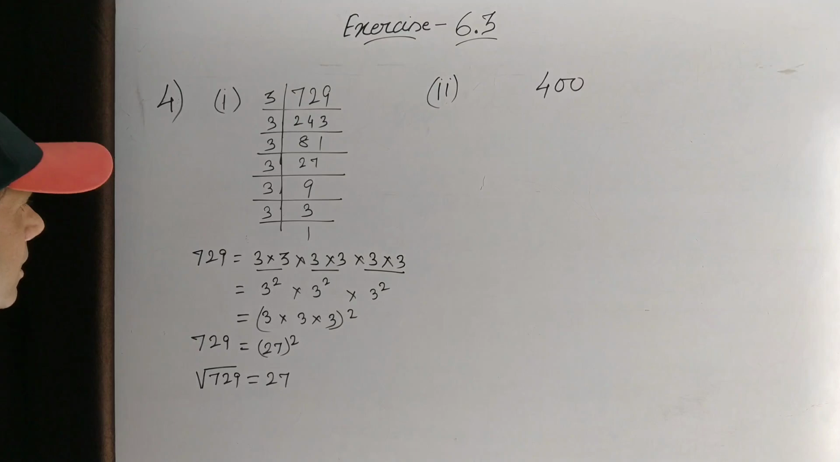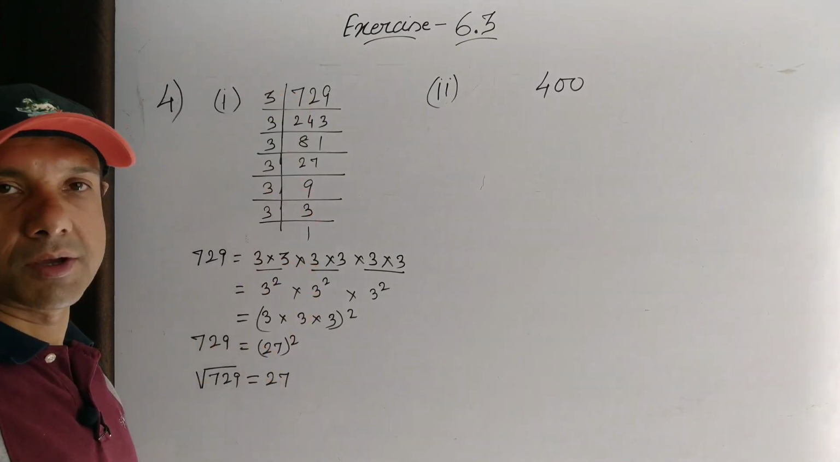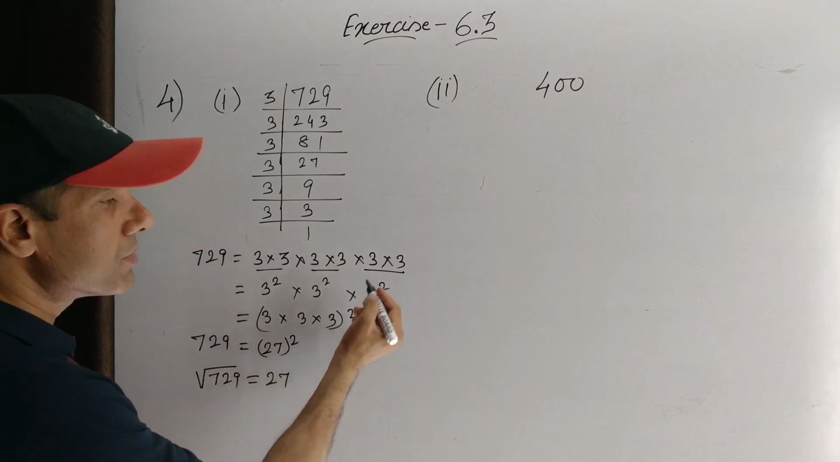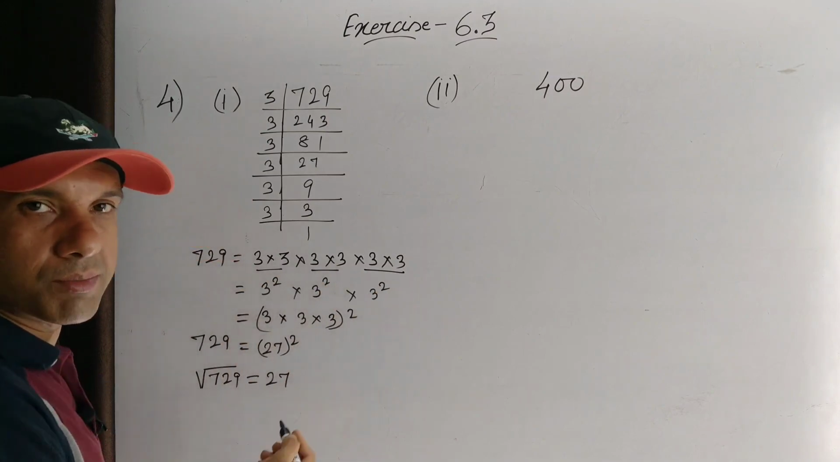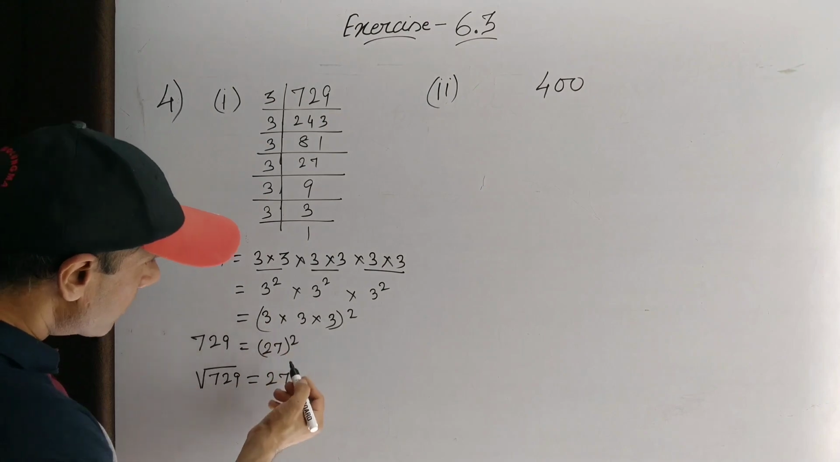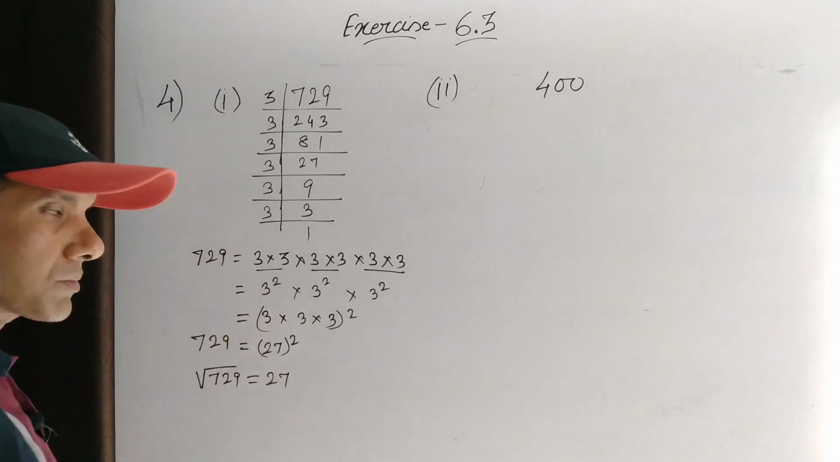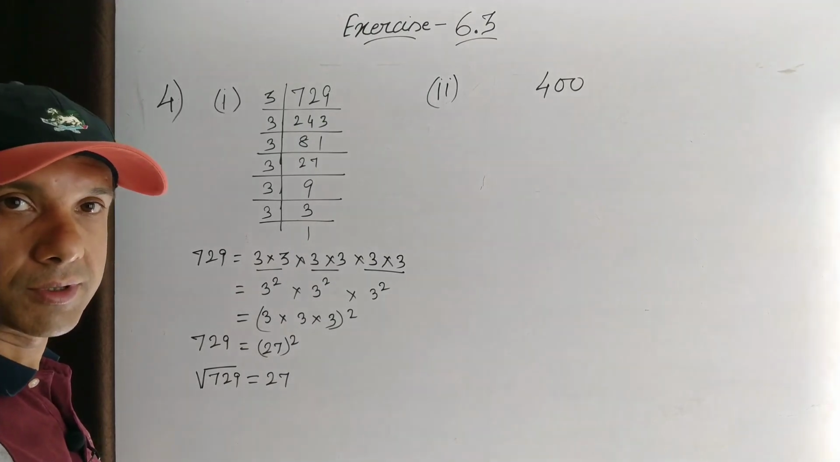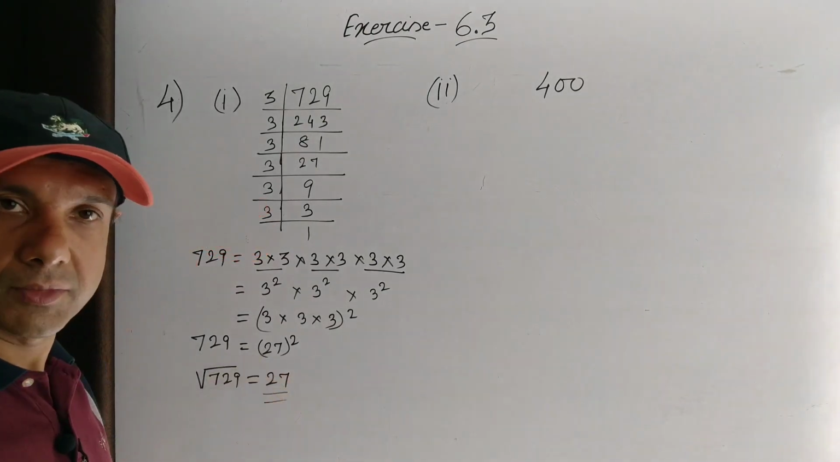Clear? We have found the prime factors of the number. They all were in pairs. We converted them into squares of those numbers, and finally we have done the operative inverse of square, that is square root, and got the result. Clear?